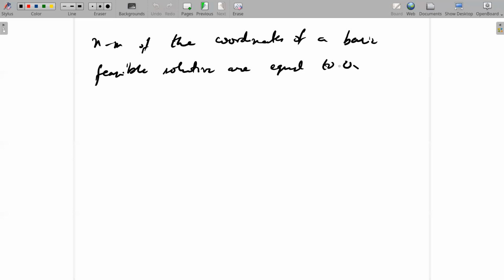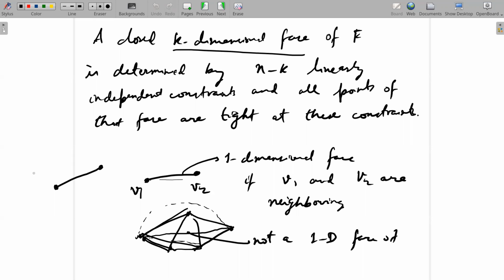n minus m minus 1 will be tight for both of them, because first of all, whatever equation you have for the edge, it must contain either of these vertices.